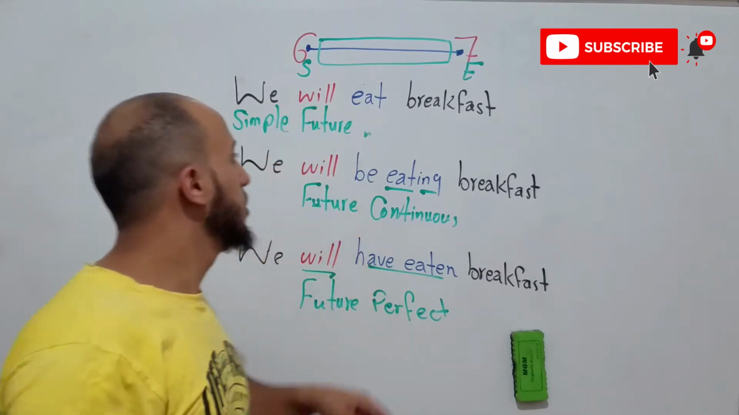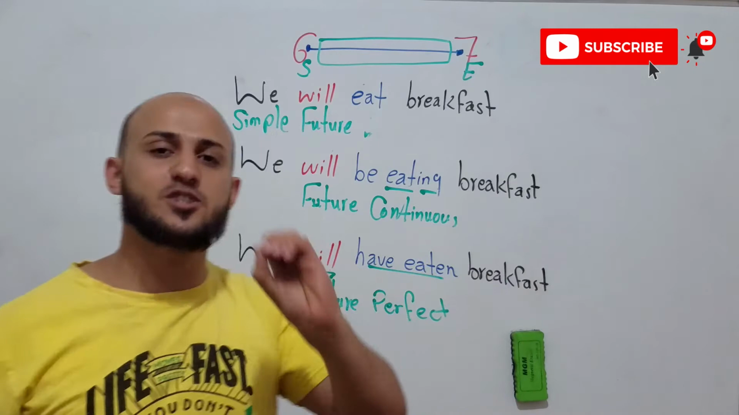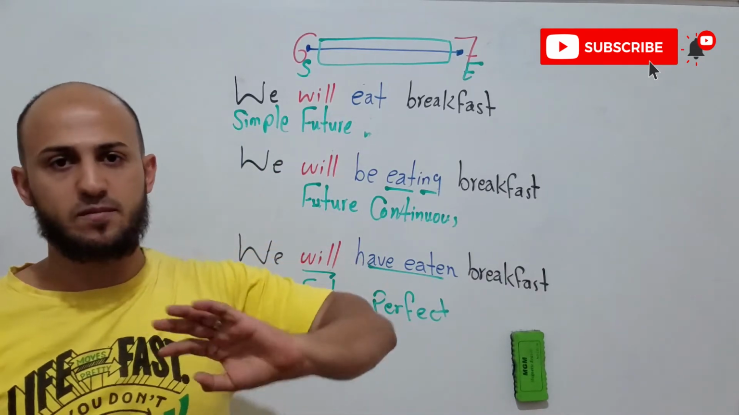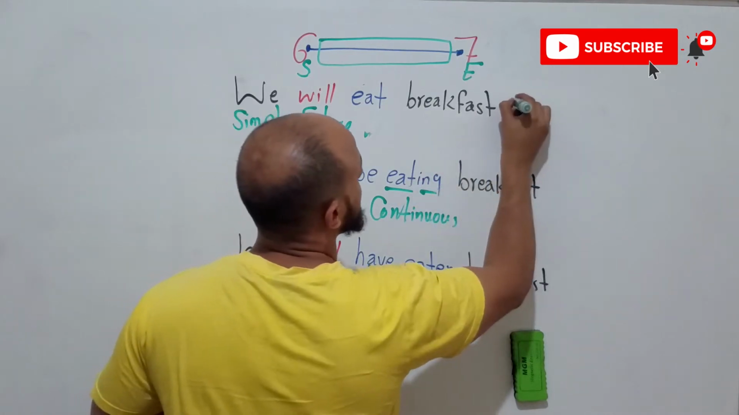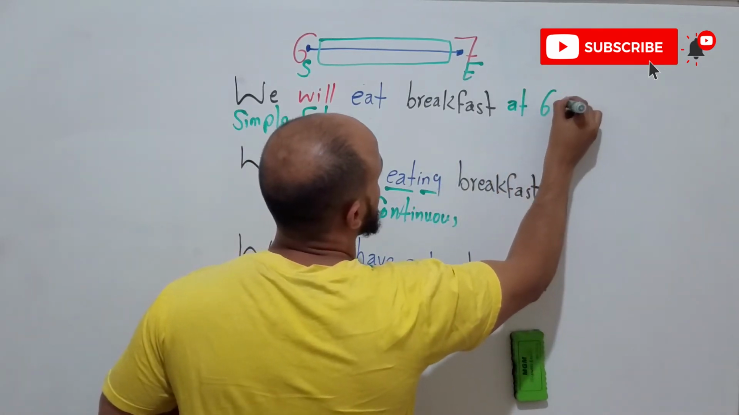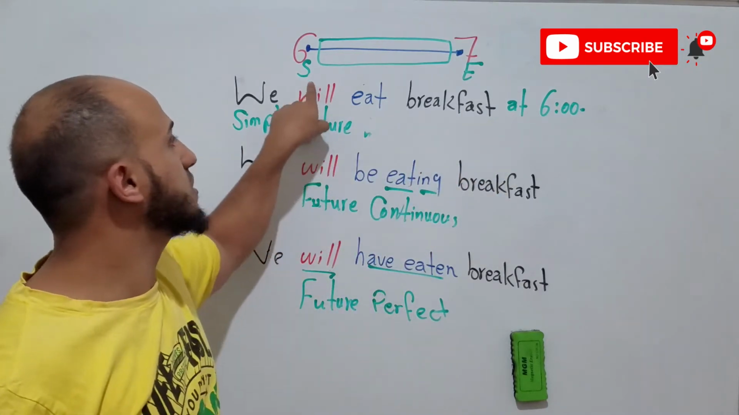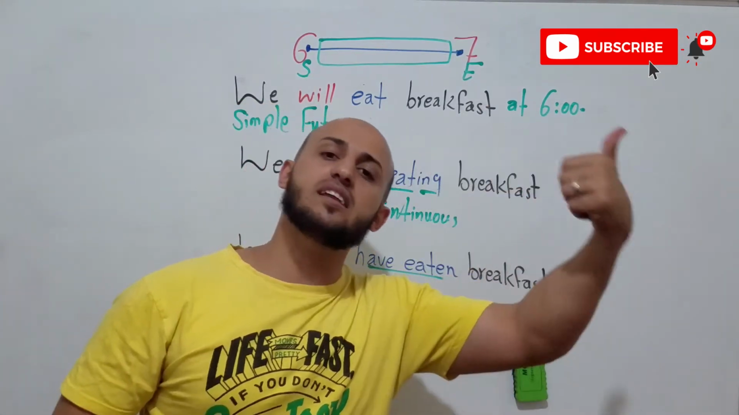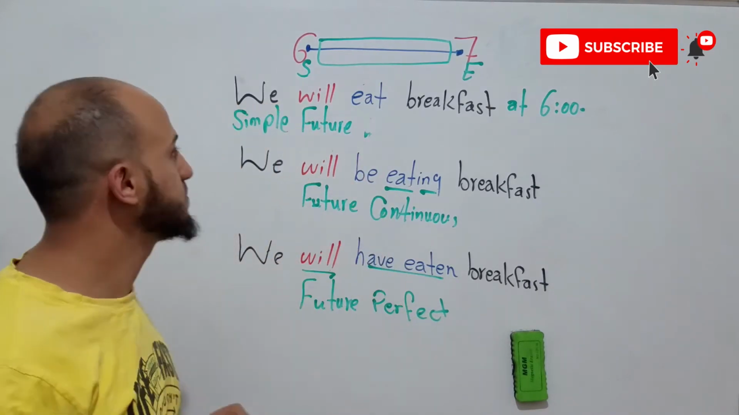Let's learn. When you talk about when something will start in the future, you need to use simple future. So we will eat breakfast at 6 o'clock. So we use simple future for the start of the action in the future. Get it? Good.